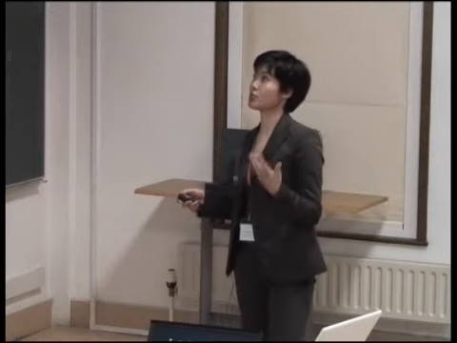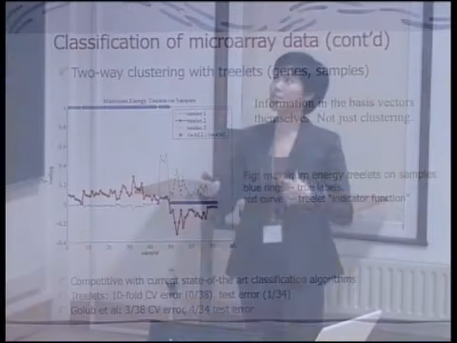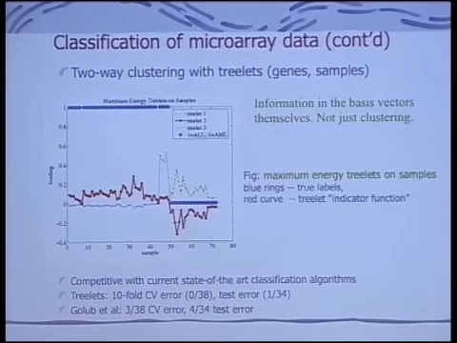So the bottom line with this example is just that it's more than just clustering. There's actually information in the basis vectors themselves. And it's also not any type of averaging of the covariates in a cluster.